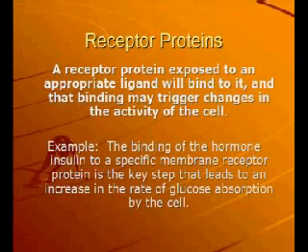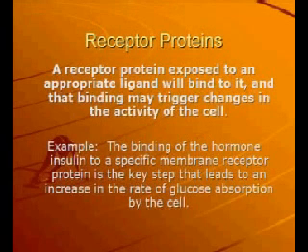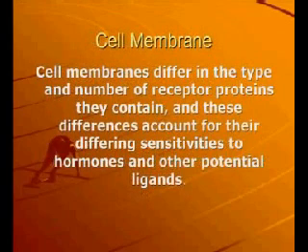Receptor proteins are exposed to the appropriate ligand, and they will bind it. By binding it, it will trigger changes in cellular activity. An example would be the binding of the hormone insulin to a specific membrane receptor protein, which will lead to an increase in the rate of glucose absorption by the cell. So this is just one example of the ligand and receptor relationship.